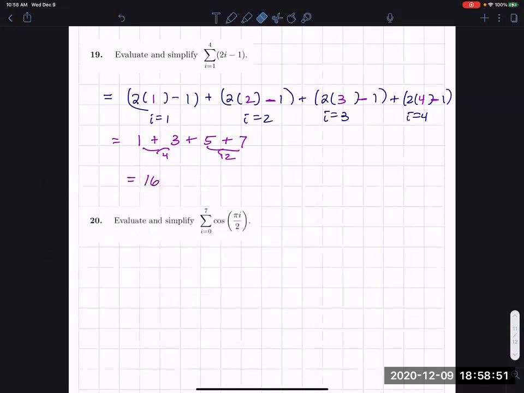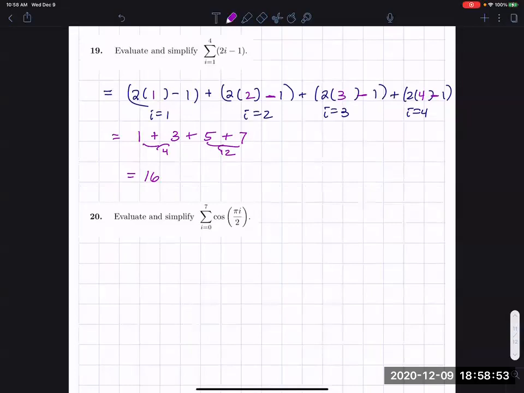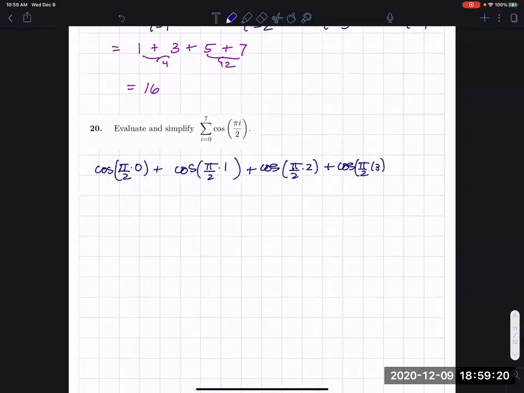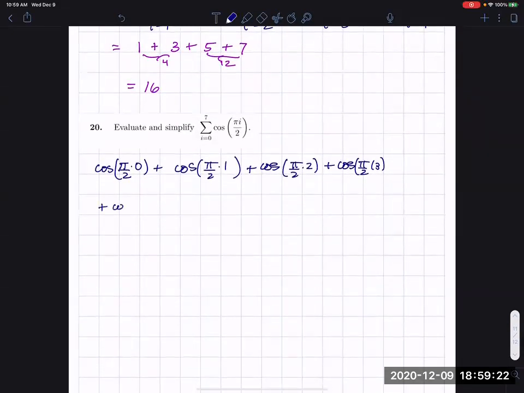The next one is just, I tried to make something which I thought was more fun, but that's debatable. Is this fun? I'm going to copy down the formula, cosine pi over 2 times i. Well, I start off with i is 0. Then I'll have cosine pi over 2 times 1. Cosine pi over 2 times 2. Cosine pi over 2 times 3. Cosine pi over 2 times 4.